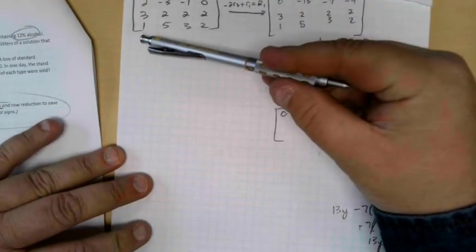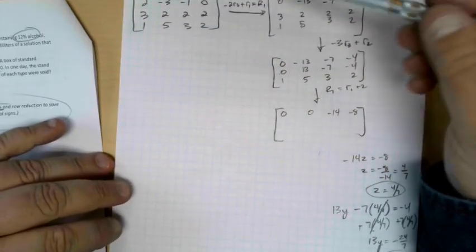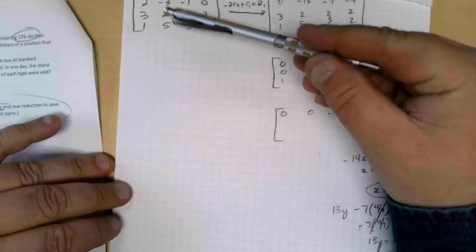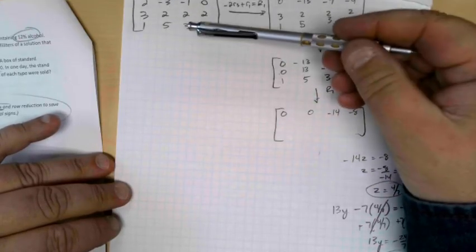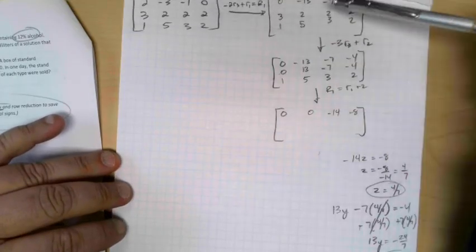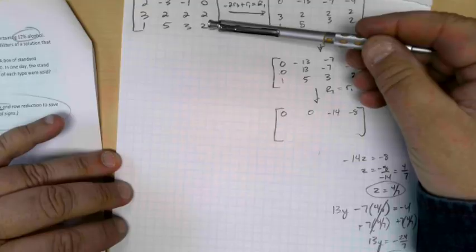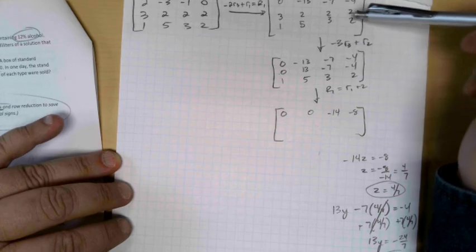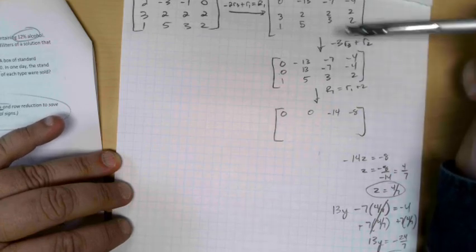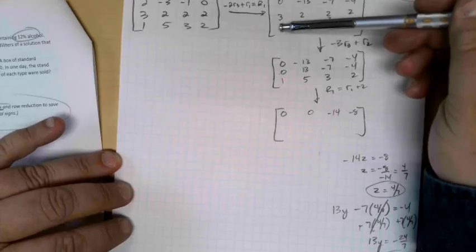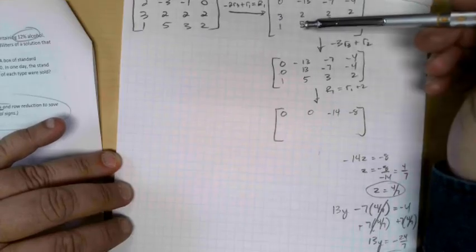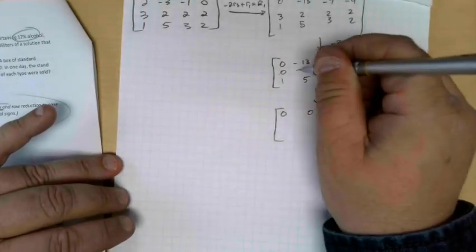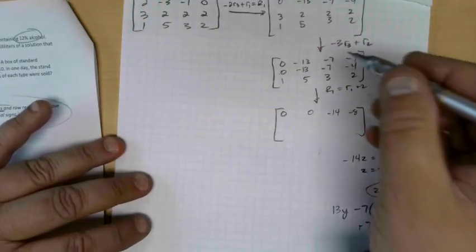-2 times row 3. -2 times 1 is -2. -2 plus 2 is 0. Okay. -2 times 5 is -10, plus -3 is -13. Check. -2 times 3 is -6, plus 1 is -7. Check. -2 times 2 is -4, plus 0 is -4. Okay. And everything else should have stayed, and it does. Okay. -3 times this. -3 times 1 is -3 plus 3 is 0. -3 times 5 is -15 plus 2 is -13. There's where I made my mistake.